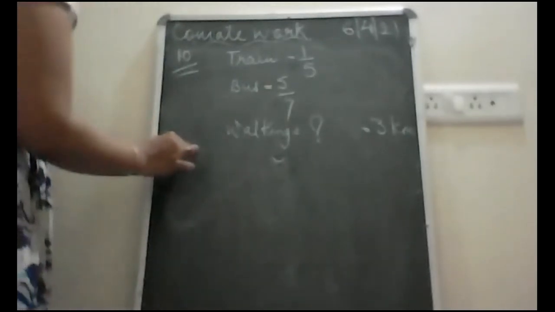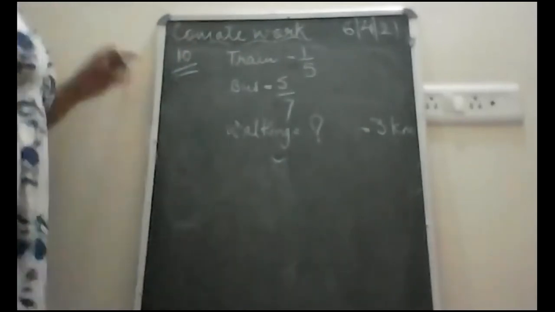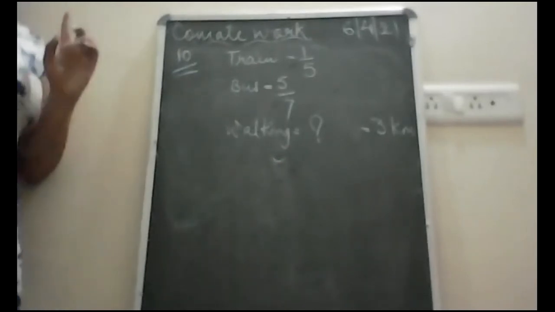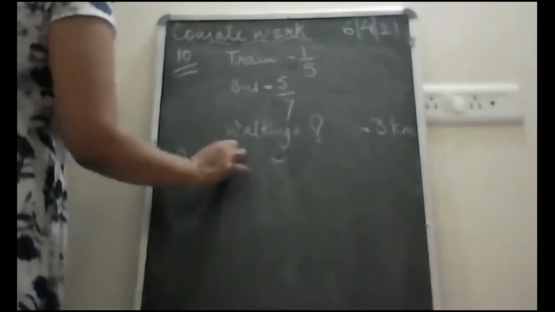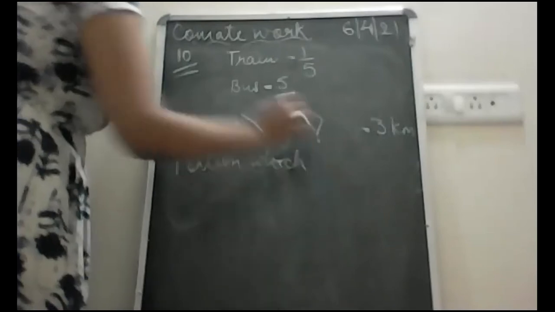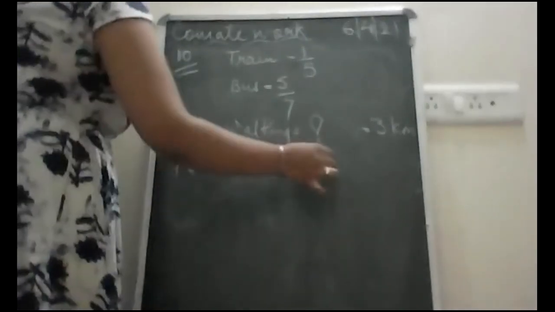So आपको यहाँ पर अगर whole journey में से, because ट्रेन पता है हमको, बस पता है हमको, walking का part चाहिए और walking के part के लिए हमको सबसे पहले total part चाहिए. So what will be there? Portion or fraction also you can write it down. Fraction which he walked.